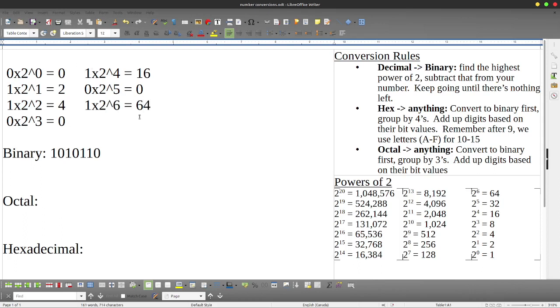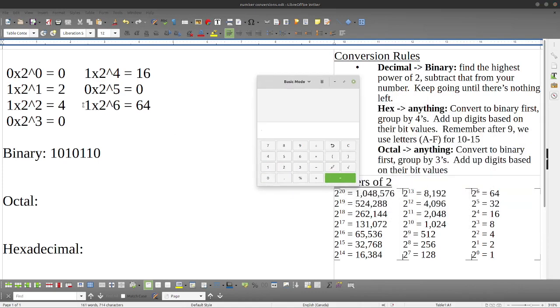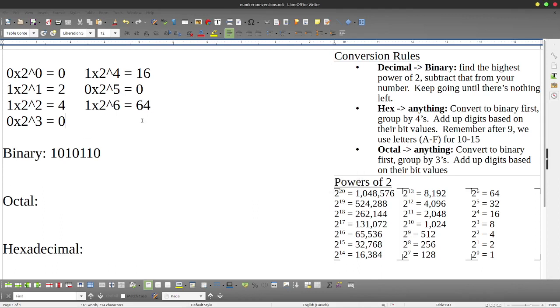So then we take our values here, we add them up. So we have, I'm going to use a calculator for this, just to do it quickly. You should not do what I say, not what I do in this case. So 64 plus 16 plus 4 plus, whoops. This gives us 86 in decimal. Make sense? Hopefully.